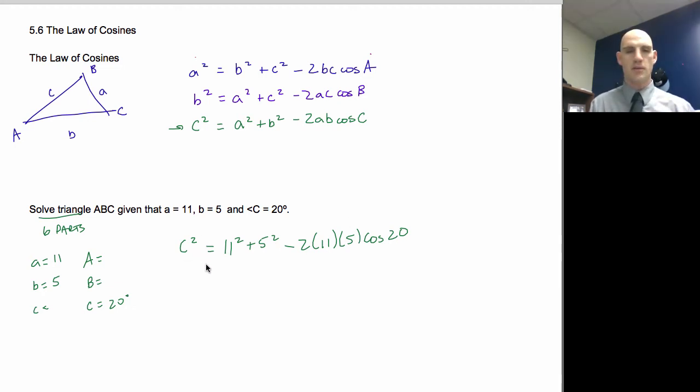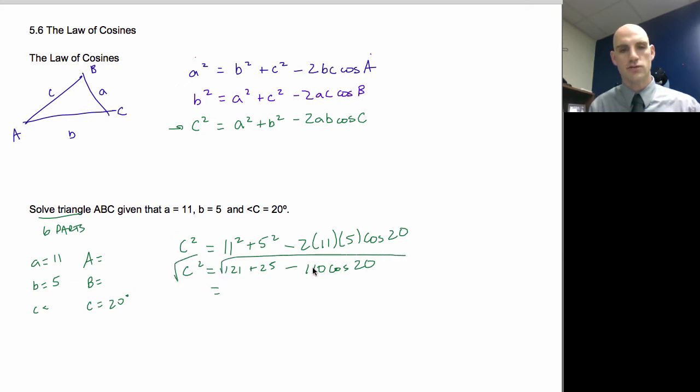When I solve this down, there's a couple of important things that are going to happen here, and you kind of have to keep track of it, especially when we start to solve for an angle and use inverse ratios. Minus 2 times 11 is 22, times 5 would be 110 cosine 20. Now notice, I can plug this into my calculator, and I'm going to take the square root of both sides. I'm going to end up with c equal to 6.53.